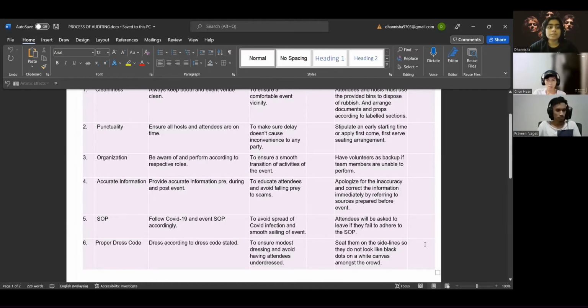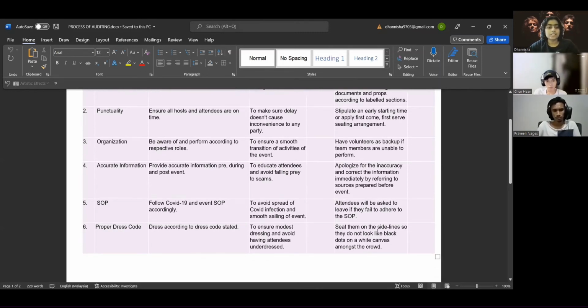The fifth deliverable is SOP, Standard Operating Procedure. This one is to follow COVID-19 and event SOPs accordingly. This is to avoid spread of COVID infection and ensure smooth sailing of the event. Attendees will be asked to leave if they fail to adhere to the SOP. This is the action plan.